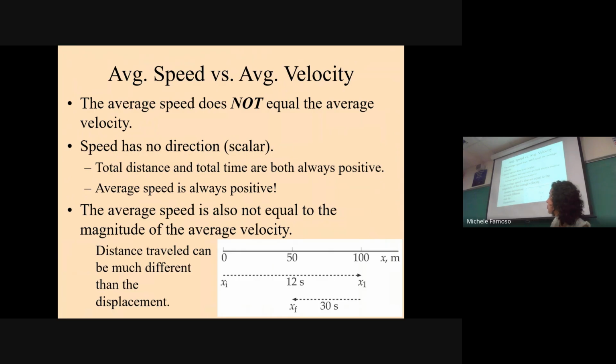and that's because the distance traveled can be much different than your displacement. So on this picture from the textbook, if I moved from the 0 meter position to the 100 meter position in 12 seconds, and then I reversed and came back to the 50 meter position in another 30 seconds, to get the average speed, I would add 100 to 50. 150 meters divided by a total of 42 seconds. To get my average velocity, I would take the displacement, which would be 50 meters to the right, and divide by 42 seconds. It gives me a very different value.